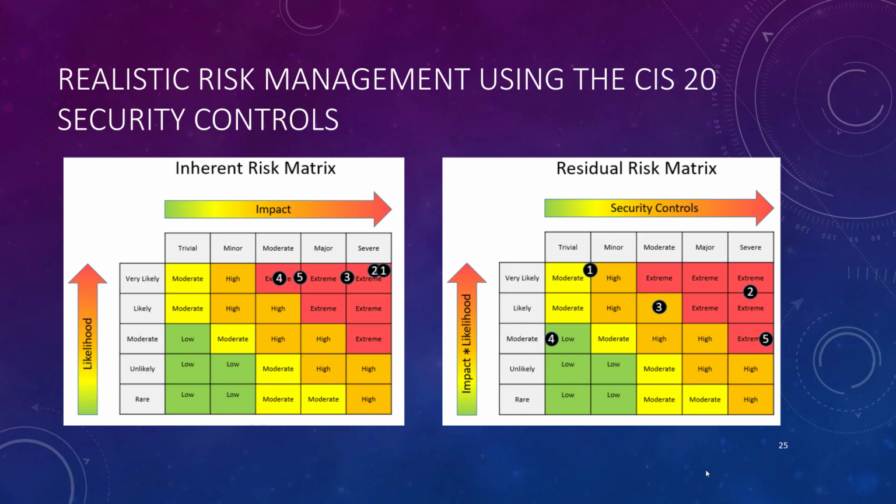From there, you go through our normal mechanism of applying likelihood and impact. And as you can see, we've got 5 potential threats. They're all up there in the extreme category.